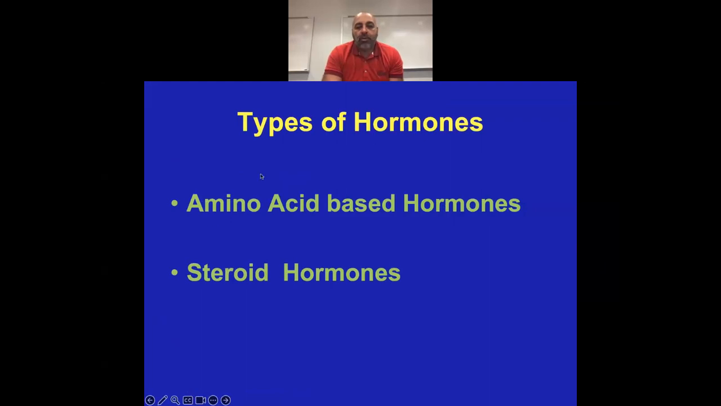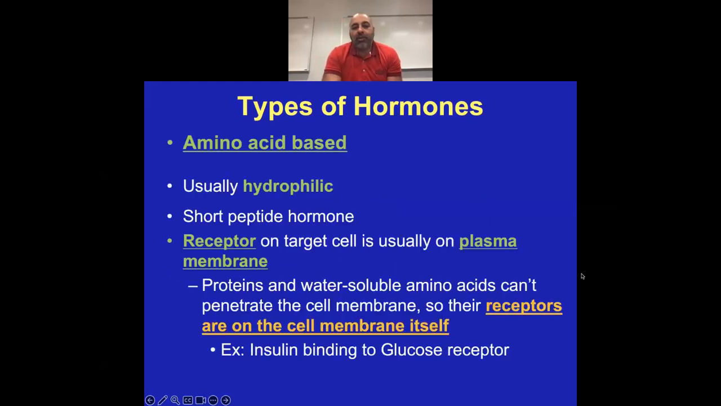Amino acid-based hormones and steroid hormones. What we're going to be looking at here is really, can they penetrate the cell membrane or not? If it's hydrophilic, water-loving, so it's polar, it will not go through the plasma membrane. So what does that mean? The receptor is on the surface. So it's going to command something inside the cell to command the nucleus.